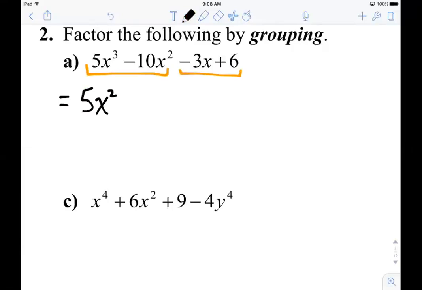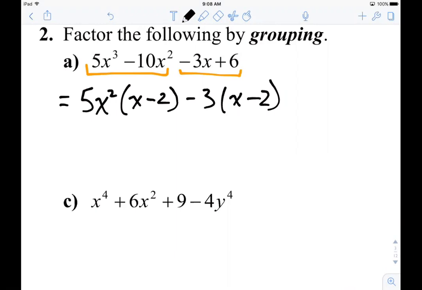And then what does that leave? Well, if I divide 5x cubed by 5x squared, I get just x. That second term, if I divide it by 5x squared, I would just get -2. So I have an x minus 2 left over in a bracket. And then from those second 2 terms, well, I can definitely factor out 3 from both of them, but remember the leading term is negative, so I'm actually going to factor out -3 from those. And what does that leave left over? It leaves, once again, x minus 2.